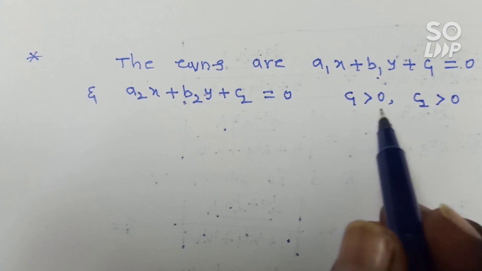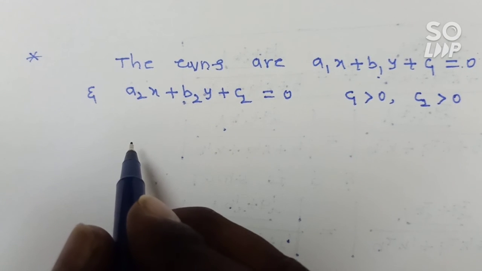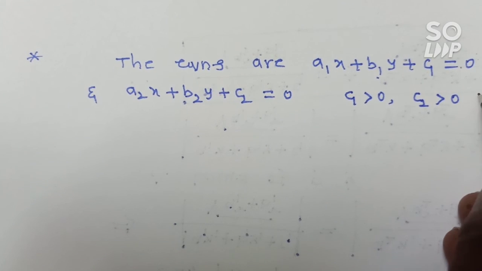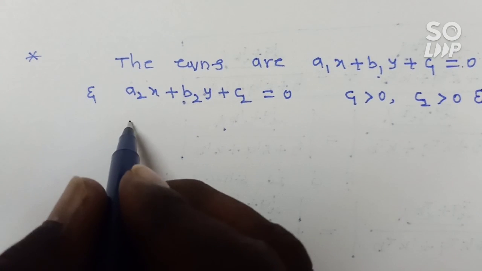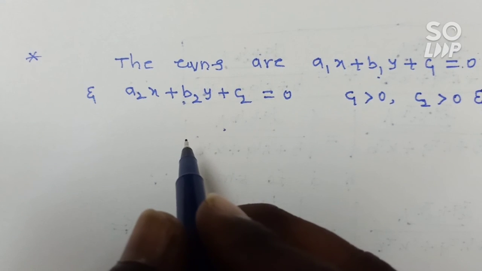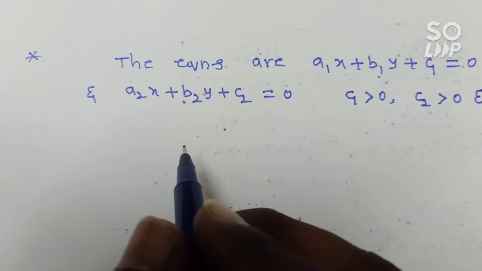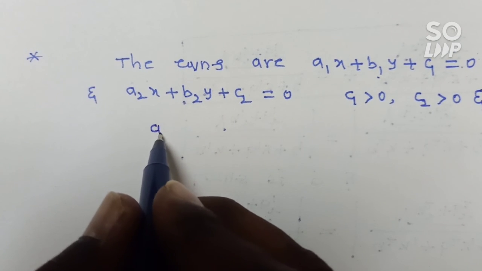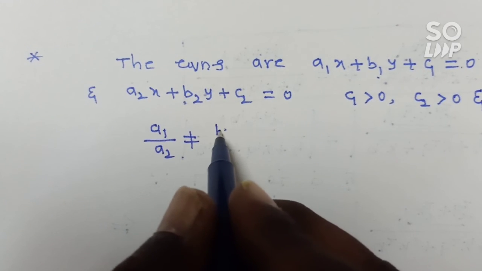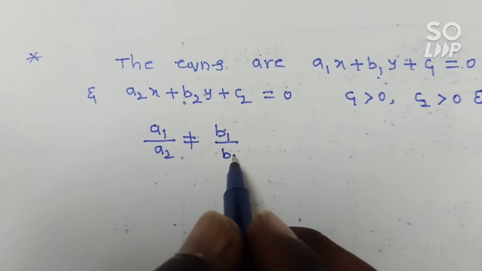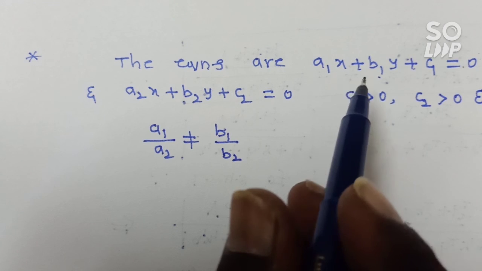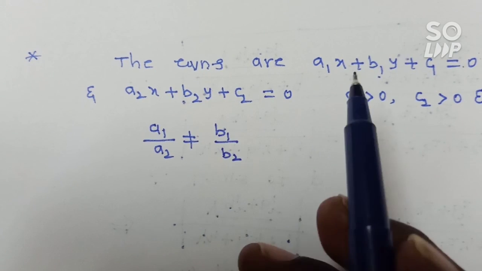So after verifying this condition, next you have to check that these two lines must not be parallel. Not parallel means their slopes are not equal. That means a1 by a2 is not equal to b1 by b2. So what is the meaning of this? These two lines are not parallel. Not parallel means the given equations are intersecting.